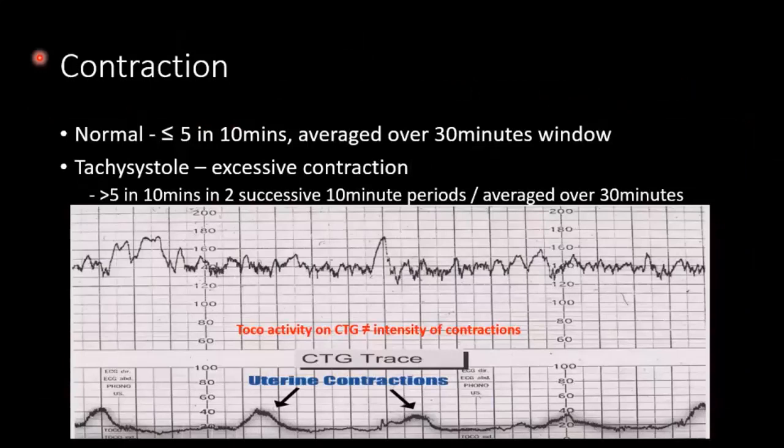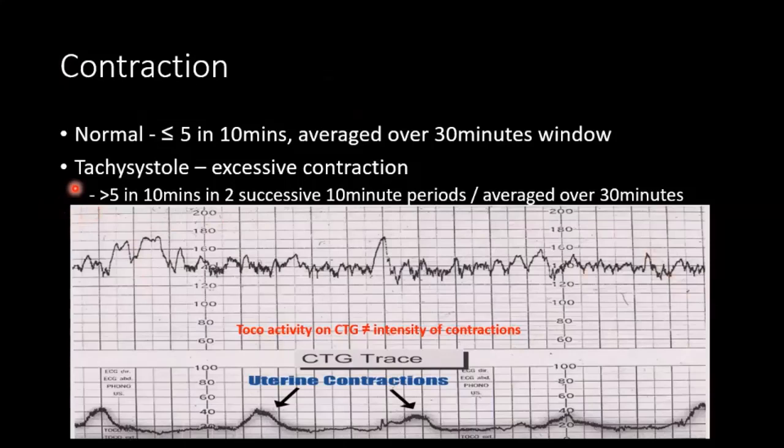Then we proceed to contraction. A normal contraction in labor should be less than or equal to 5 in 10, meaning that 5 in 10 is still considered normal, within a 30 minutes window. When you have too much contraction, we call it tachysystole, which is more than 5, meaning 6 in 10 and above.